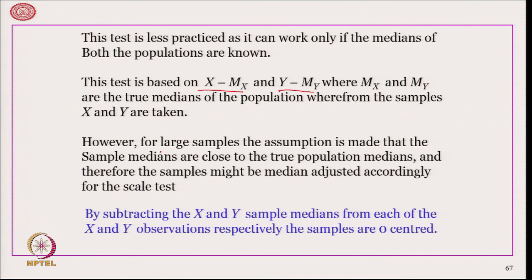But typically, when the sample size is large, one can assume that the sample median is the same as the population median, and therefore we can use the corresponding sample median from x and y so that they become 0 centered. Once they are like that, we can use the Sukhatme test for testing the difference in spread of x and y, or whether x and y have the same spread or not.